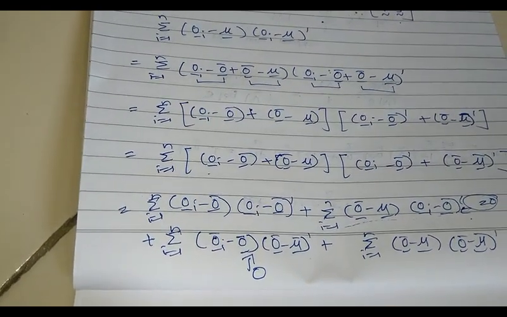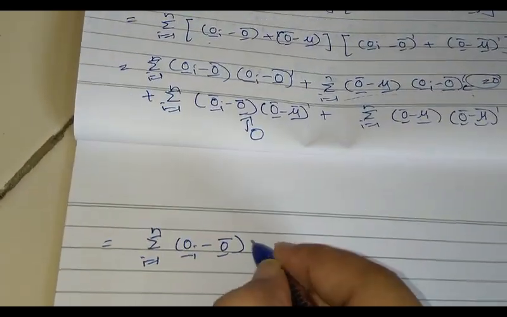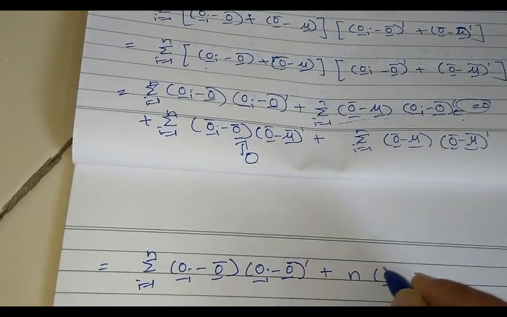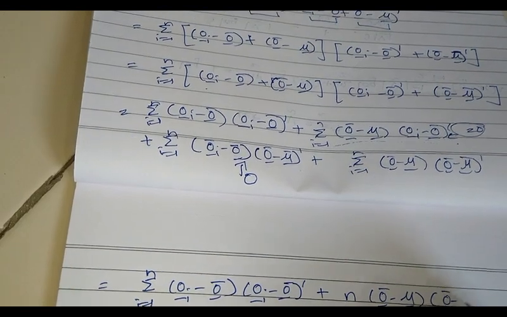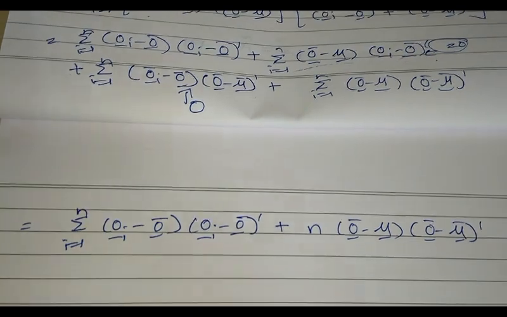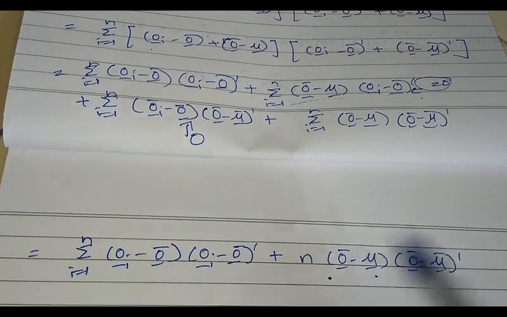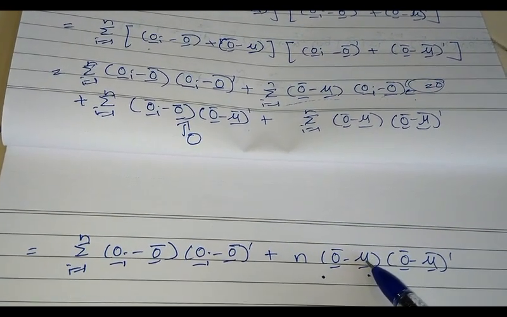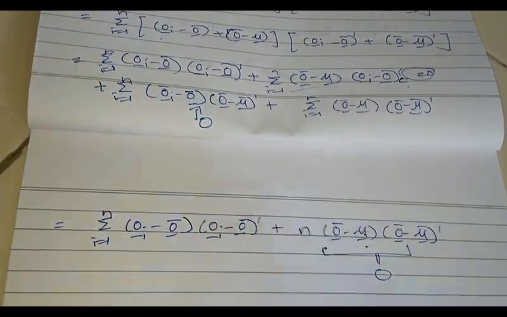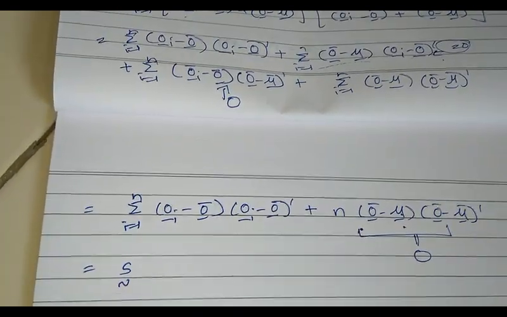So I am left with the sum over i going from 1 to n of (y minus ȳ)(y minus ȳ)' plus n times (ȳ minus μ)(ȳ minus μ)'. But we know already that μ hat has been estimated as ȳ. So when I am trying to solve both the equations simultaneously, I have to put μ equal to ȳ. So this term will also become 0 and hence I am left with just S. This is nothing but S.